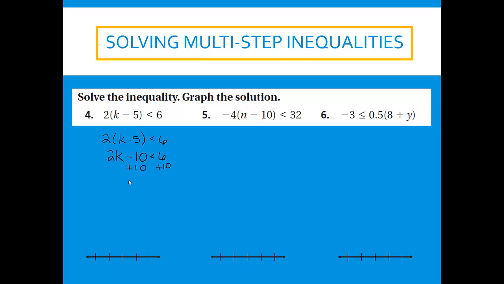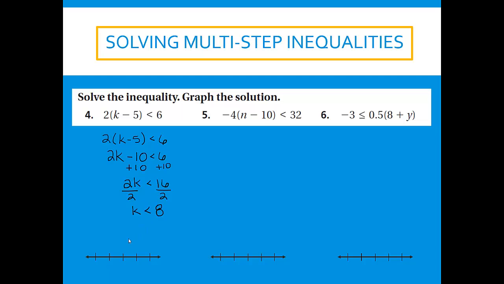On the left-hand side, we have 2k, and we have that as less than 6 plus 10, which is 16. We're multiplying 2 times k, so we'll divide by 2 to solve. We divide 2 on both sides. So left-hand side we have k, then we have is less than 16 divided by 2, which is 8.